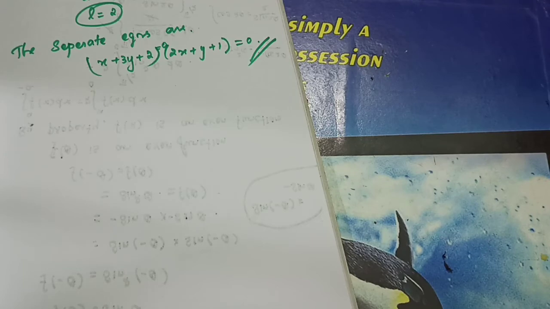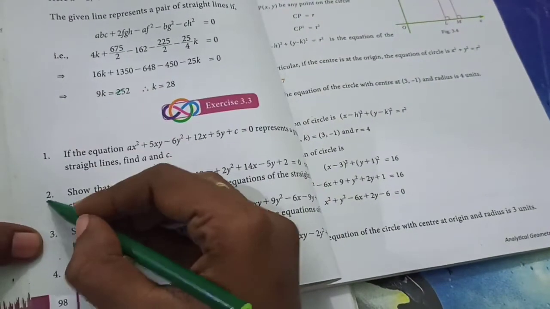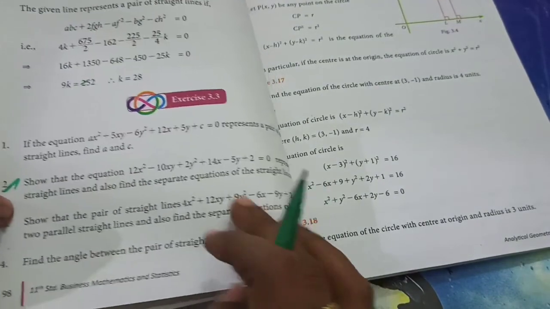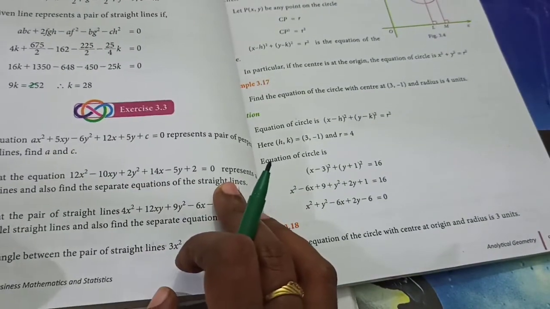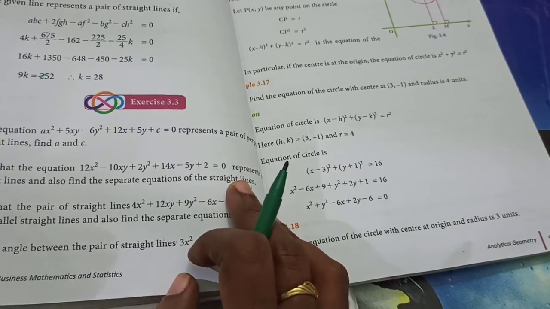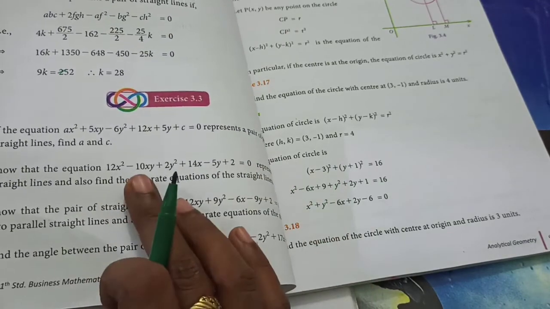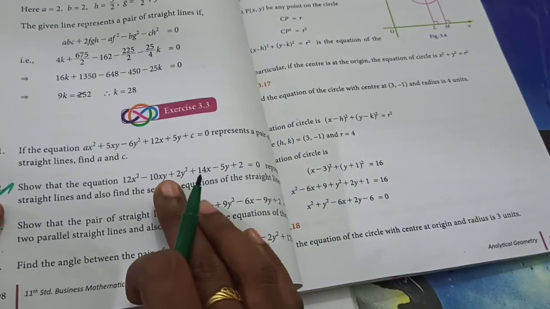Now I am giving the homework for you. Take down your book. Problem number 2 is your homework. Same as this question, one equation is given. Show that it's a pair of straight lines. You need to do it and also find the separate equations, same as this example 3.13.